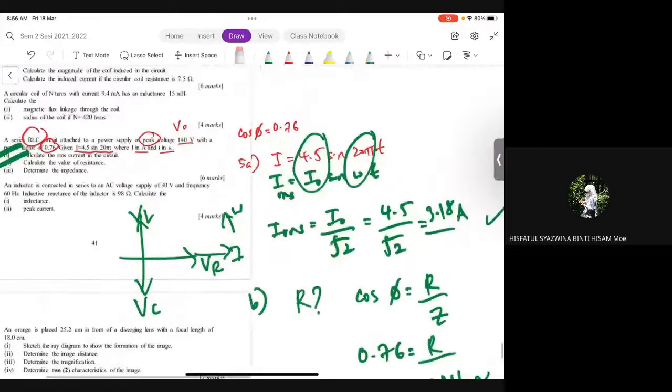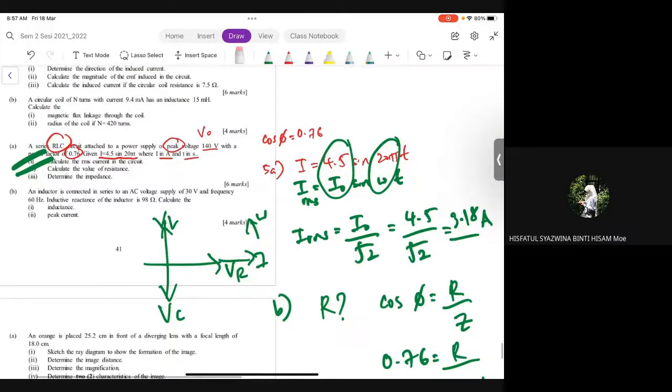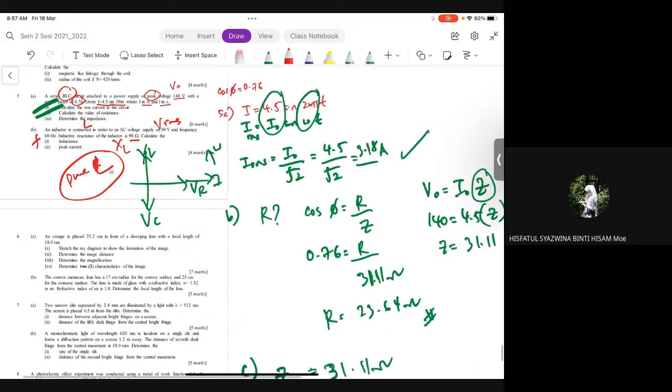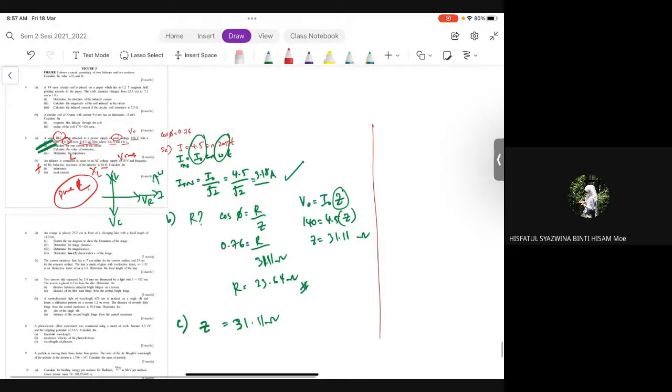Okay, question B. They give you an inductor. So, this is L, connected in AC with a power supply. This is VRMS. Frequency. The inductive reactance XL is this. Calculate. So, this is a pure inductor case, POL, because nothing else is mentioned. This is number 5B. So, it is a POL case. So, what is its phasor diagram shape? It is in the L shape.